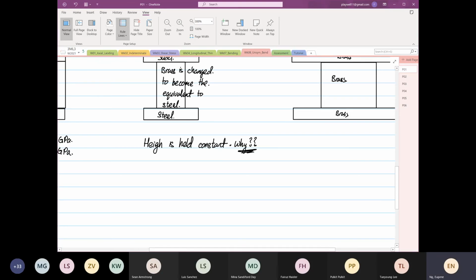Any idea? Why? Why can the width change, but you cannot change the height? What is happening down here? Anyone, please? What is happening? Why do we only change our width? We dare not move our height.